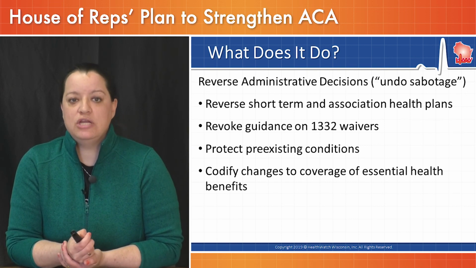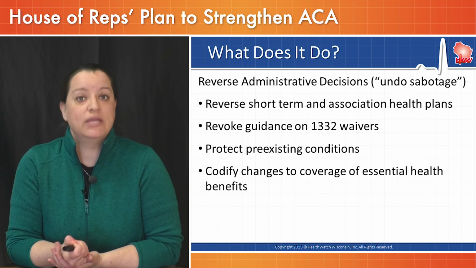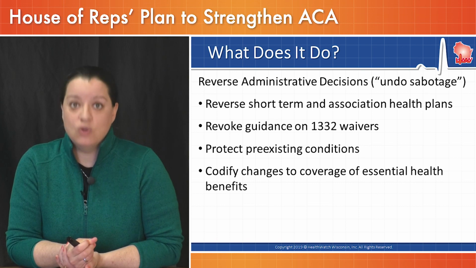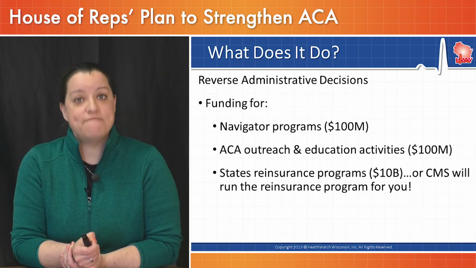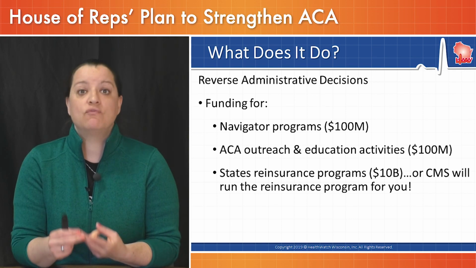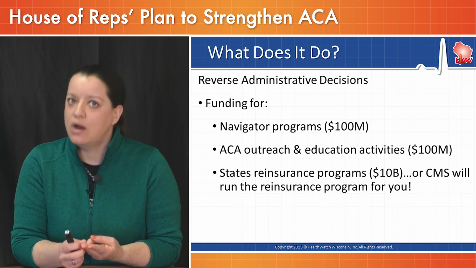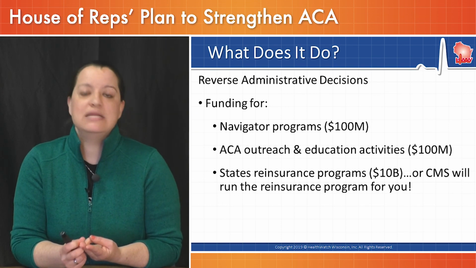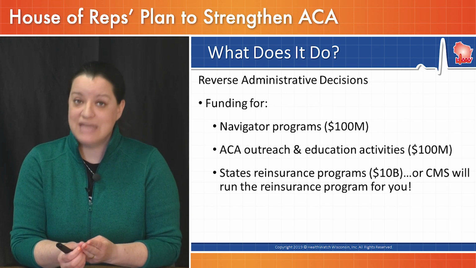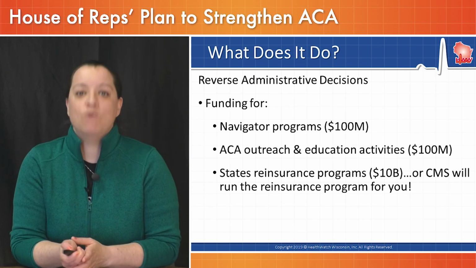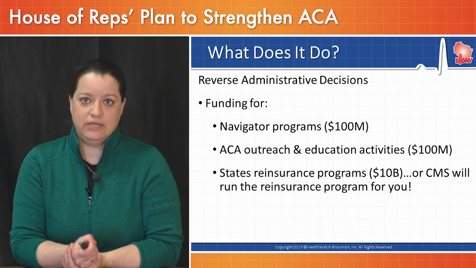And it codifies changes to coverage of essential health benefits. It makes it very clear what are guaranteed health coverage areas and who can be covered by them. It also includes a lot of funding provisions for navigators, for outreach and education, and for state reinsurance programs. And it goes so far in state reinsurance programs to not only make money available for states to run a reinsurance program, but if the state chooses not to take the money to do it, the feds will do it for you. So it prioritizes reinsurance, whether it's state-run or federally administered.